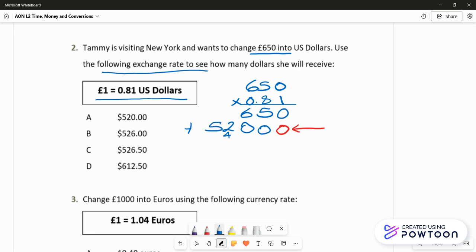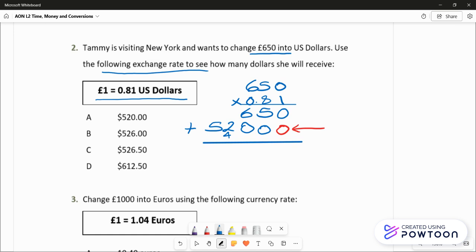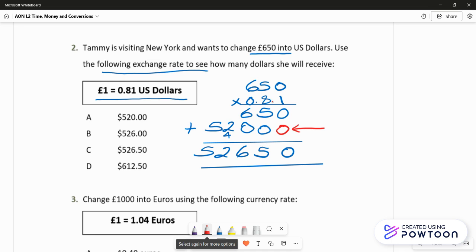So then we draw a line and add them up. So we've got 0, 5, 6, 2, and 5. Then we look to see where our decimal goes in. There are 2 digits after the decimal, so it goes in 2 places in the answer. So there we go. The answer is C.